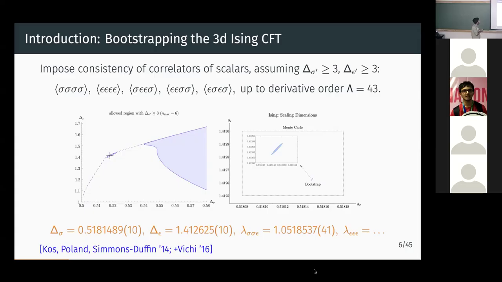Yeah. Yeah. Or sigma prime and epsilon prime. Mm-hmm. You say something about that. Can you repeat it? Like in the last slide, you said.